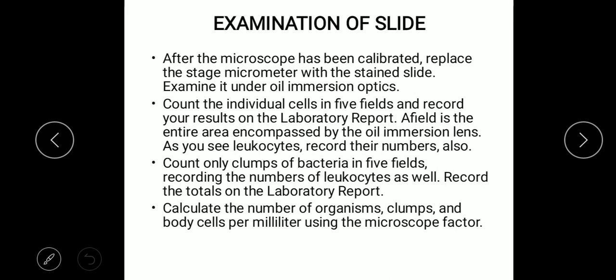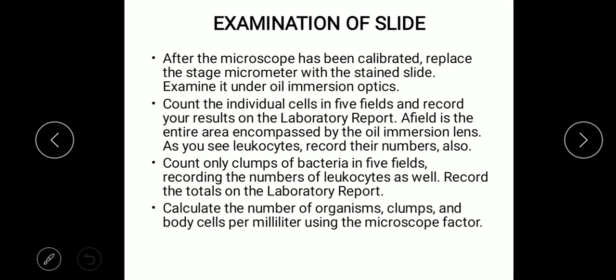We will now examine the slide under the microscope. Here, two methods of counting the bacteria can be used. Individual cells may be counted, or only clumps of bacteria may be counted. In both cases, the number per milliliter will be higher than a standard plate count, but a clumped count will be closer to the standard plate count. So both methods will be used.